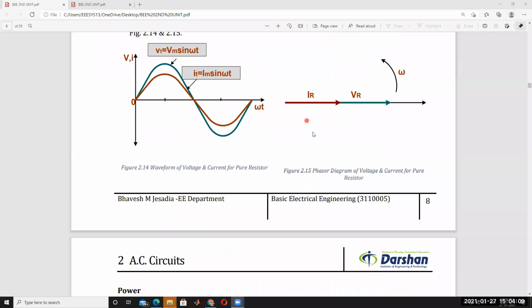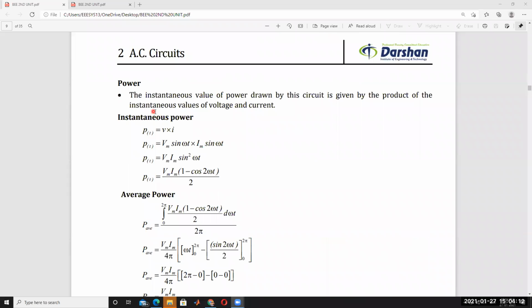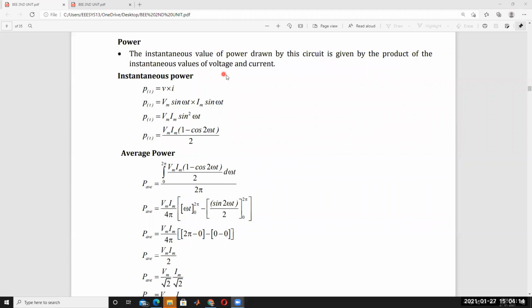Okay. The waveforms and phasor for a resistive circuit are like this. And then power. The instantaneous value of power drawn by the circuit is given by the product of the instantaneous values of voltage and current. That is called instantaneous power: P of t is equal to v into i, small v into small i, the instantaneous values of voltage and current.